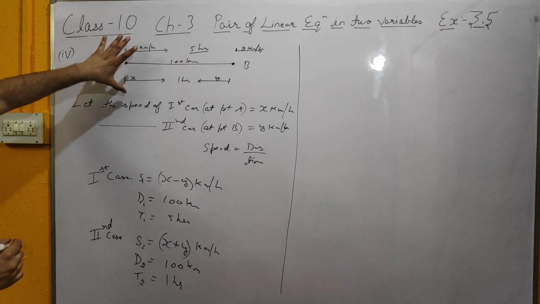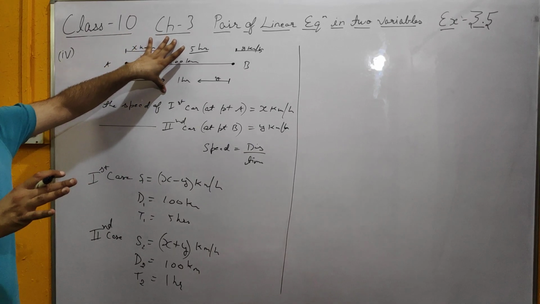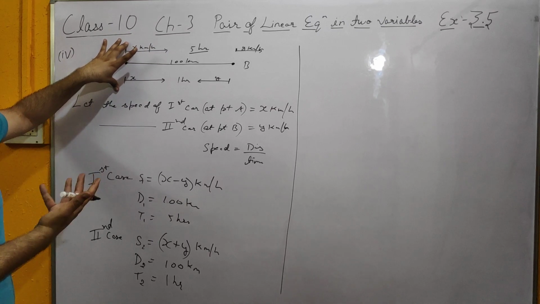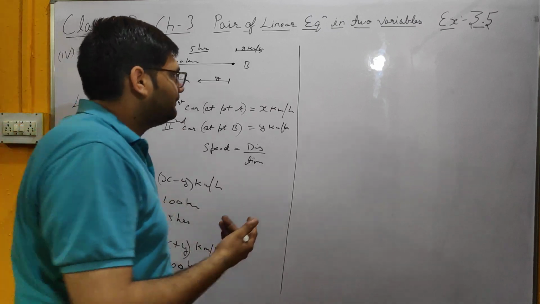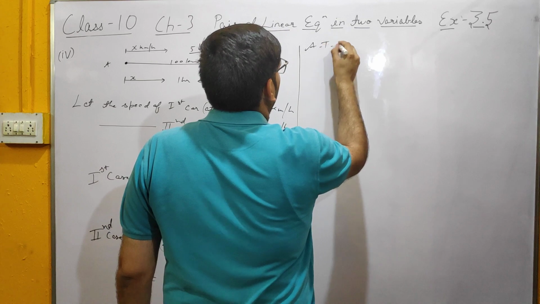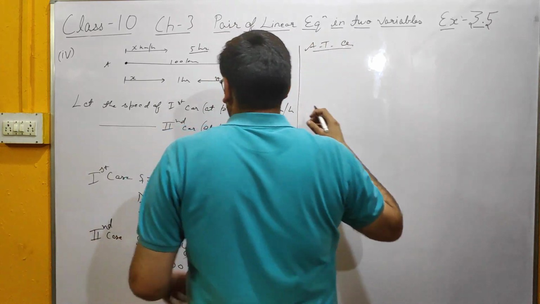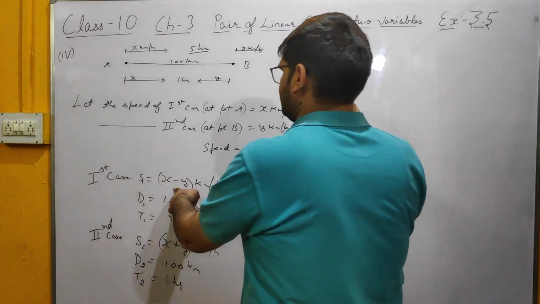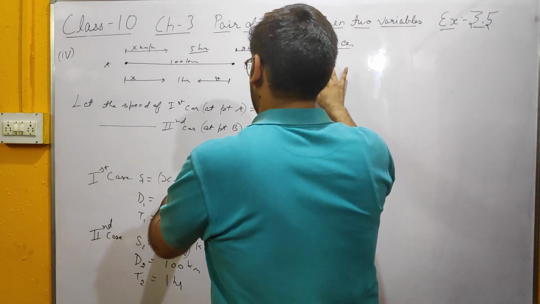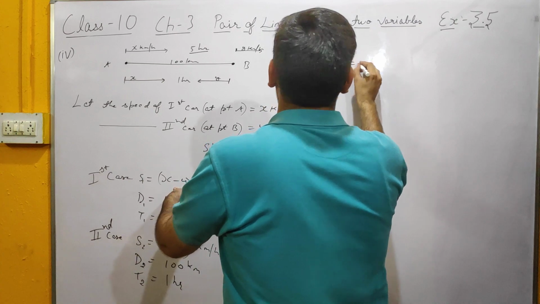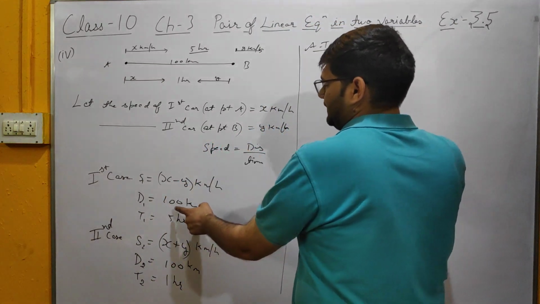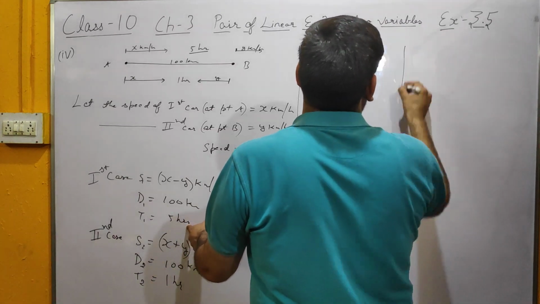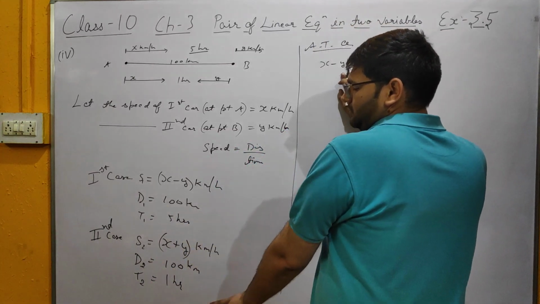Alright, no need to make the diagram. If you think that it's easy for you, then definitely you can make it, but there are no extra marks for this. Now, according to the question, we'll use this formula, speed equals distance upon time. So in the first case, what is the speed? Speed is x minus y. So speed equals distance. What is the distance? It is 100. And what is the time? Time is 5. Okay, so this is the first equation after solving.